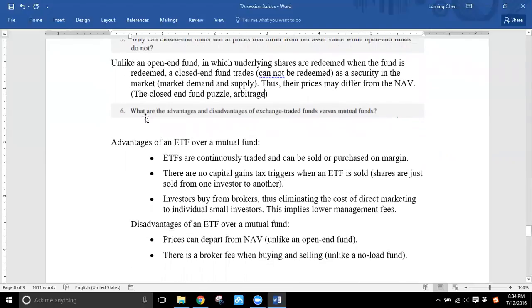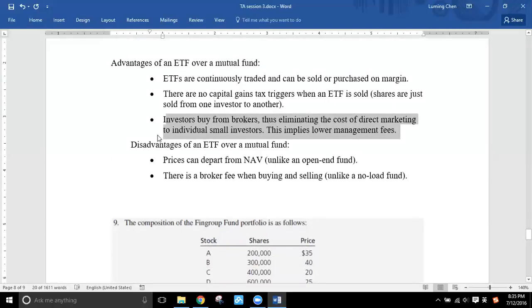Number 6, what are the advantages and disadvantages of exchange-traded funds versus mutual funds? This is ETF, and this is normal mutual funds. An ETF is better than a mutual fund in the sense that ETFs are continuously traded and can be sold or purchased on margin, which is good. If you purchase on margin, it will magnify your return if you predict it right. There are no capital gains tax triggers when an ETF is sold. And investors buy from brokers, thus eliminating the cost of direct marketing to individual small investors. This implies lower management fees. It's basically a stock, like a share of a stock.